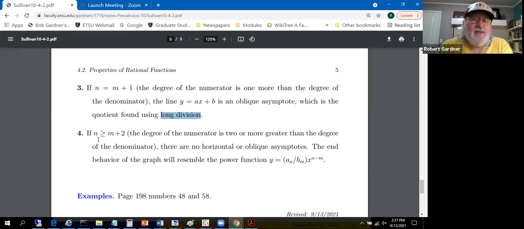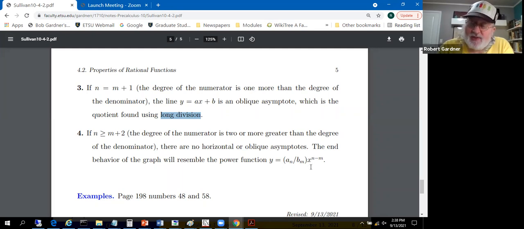And that just leaves the case that n is greater than or equal to m plus 2. If that's the case, then there are no horizontal or oblique asymptotes. I can tell you the end behavior in this case: it is the graph of y equals a sub n over b sub m times x to the n minus m. If you did long division, this would pop up in that process. We could talk about these things being some types of asymptotes as well.